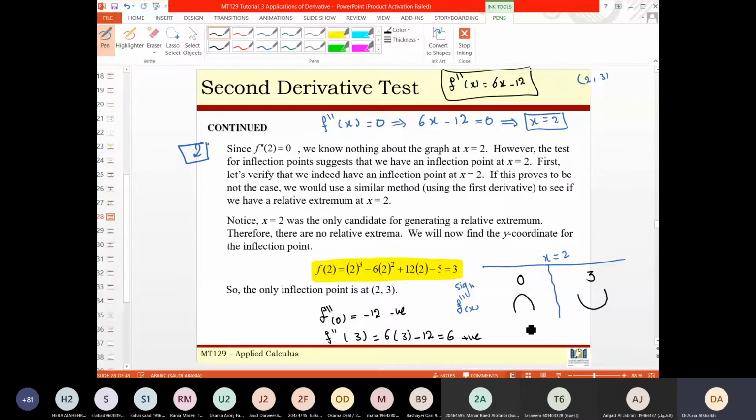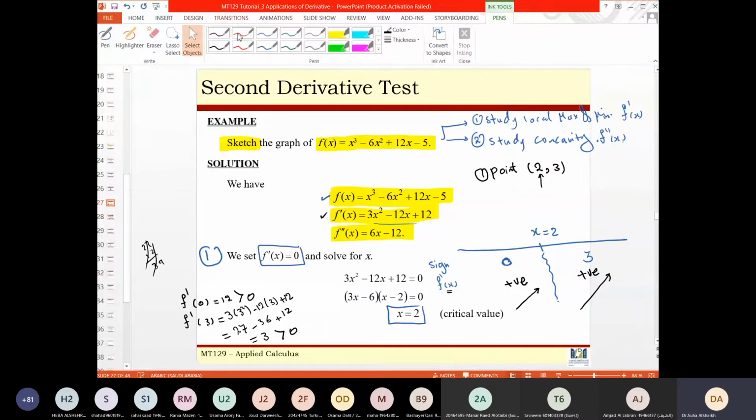What do I get here? Concave down, concave up. So the point 2 and 3 is an inflection point. Yeah? So if I go back here, great. Step number 2 showed me that this point is the same point. The 2 and the 3 is an inflection point.